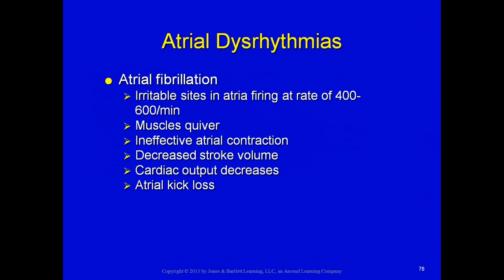With atrial fib, you've got irritable sites in the atrium firing at a rate of 400 to 600. The atrium are just quivering. Therefore, the atrium are not contracting like they should. You get a decrease in stroke volume, you get a decrease in cardiac output, and you lose that atrial kick. You lose that 30% extra blood flow because the atrium aren't contracting at all.